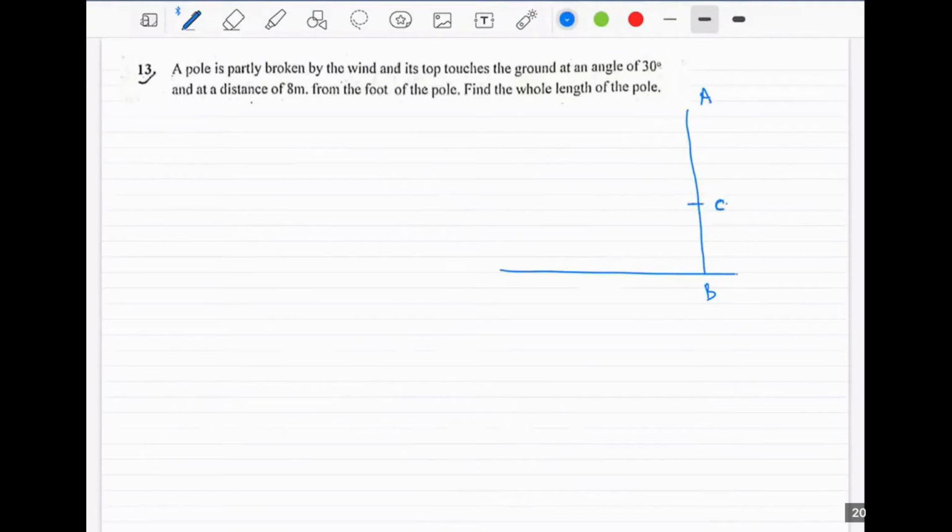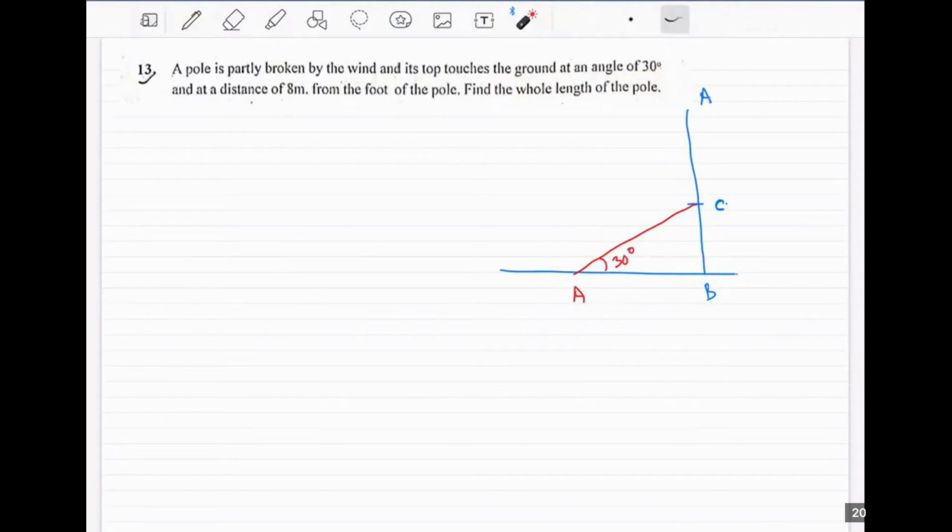Let's name it C. That means when it is broken, this whole AC part will fall down to the ground like this. So the broken part, I'm drawing it with red. The broken part fell down to the ground. The question says the top touches, this top right here, the A is here, so make it A. The top touches the ground at an angle of 30 degrees. So this angle right here is how much? 30 degrees.